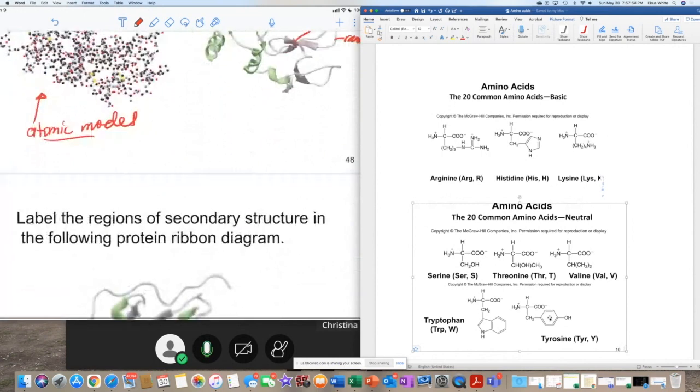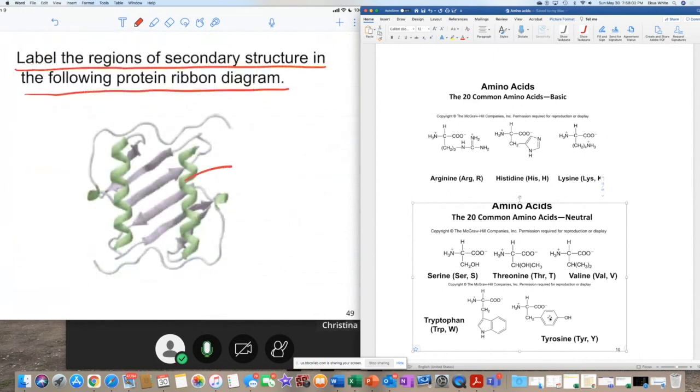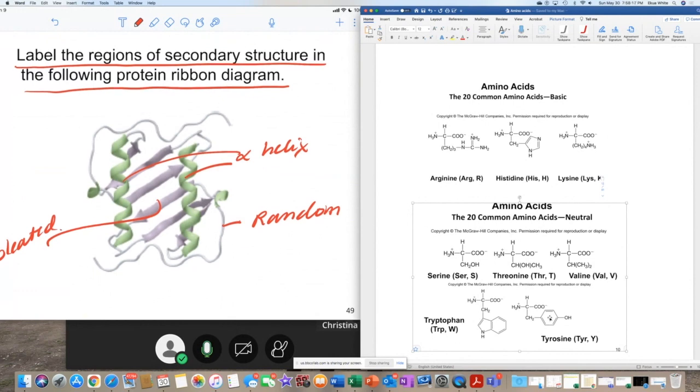So after we've seen that, we move on. We're told to label the regions of secondary structure in the following protein ribbon diagram. Okay, that's easy to do. The greens are alpha helix. This part here is just random. And this is beta pleated. As I said, this part is really not that bad, right?